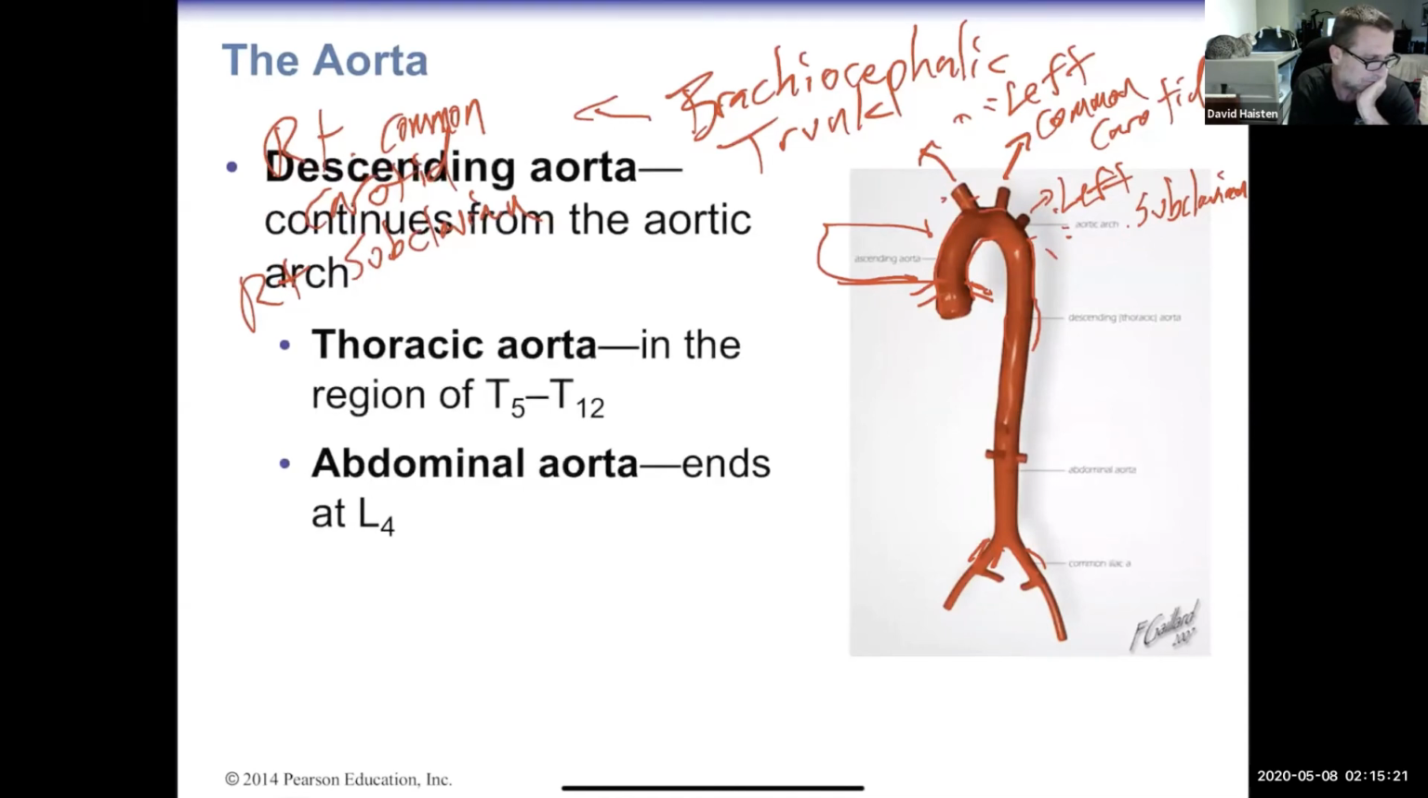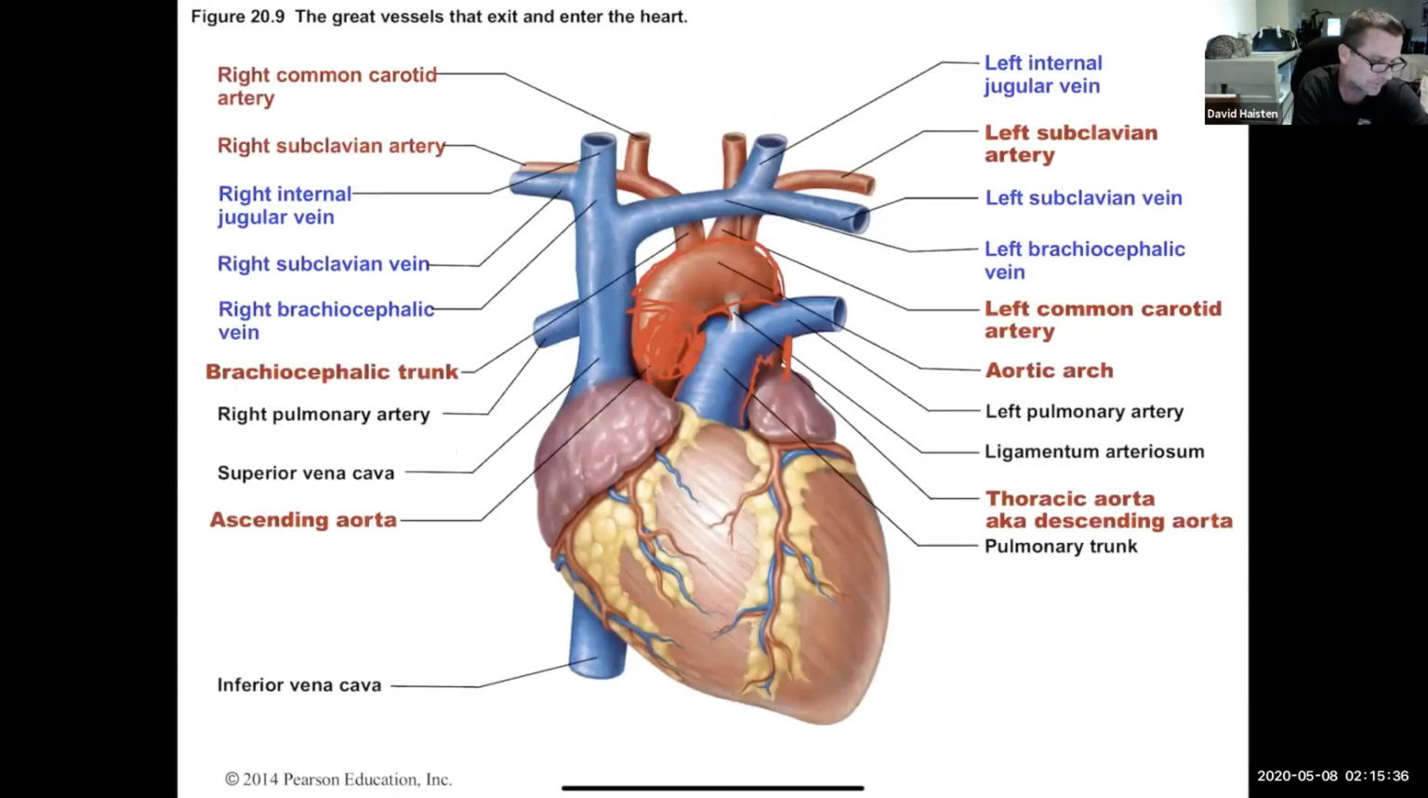Okay. All right, descending aorta continues from the aortic arch. Thoracic aorta, T5 to T12. Abdominal aorta ends at L4. And then it splits into the right and left common iliac arteries. So there, you see, ascending aorta. What are the two arteries that immediately leave the ascending aorta? There's only two that come out of the ascending aorta. What are they?